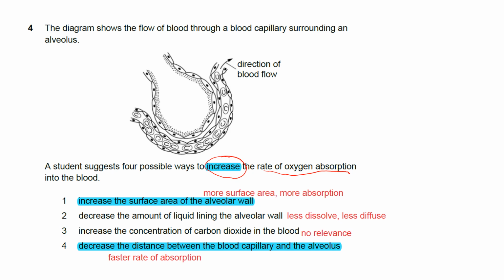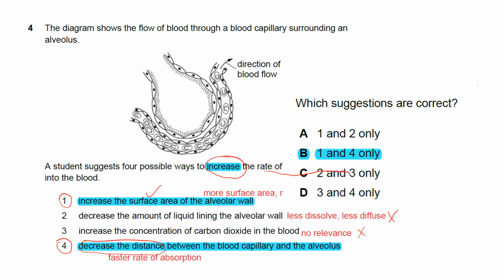For part 4, the question asks for ways to increase the rate of oxygen absorption. Okay, so for statement 1 and 4, they are correct because they can increase oxygen absorption. Increasing the surface area works, and decreasing the distance for diffusion also will increase absorption. For 2 and 3, actually they don't increase the absorption rate. Okay, 3 has no relevance at all. And so because of this, the correct answer is 1 and 4.